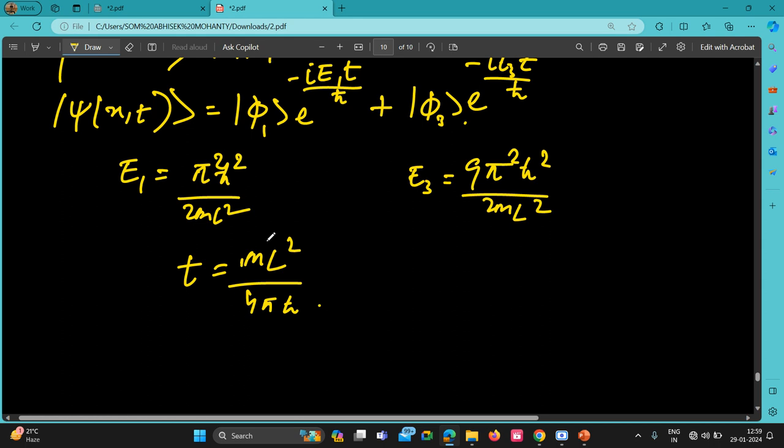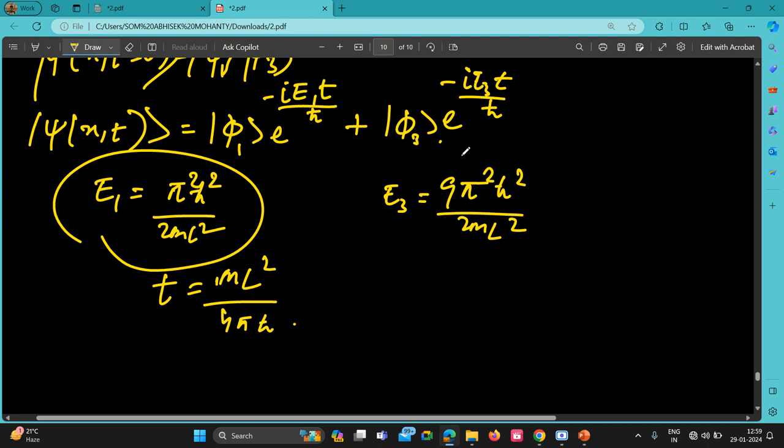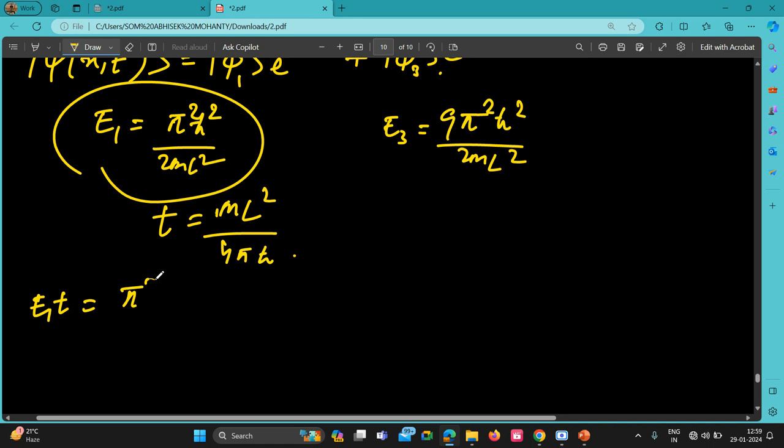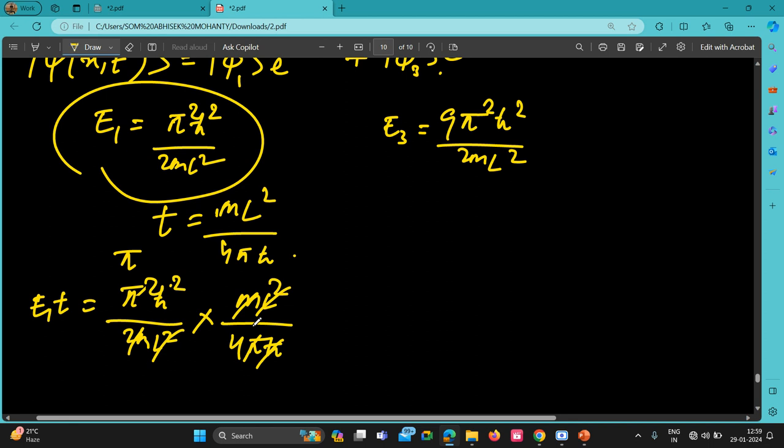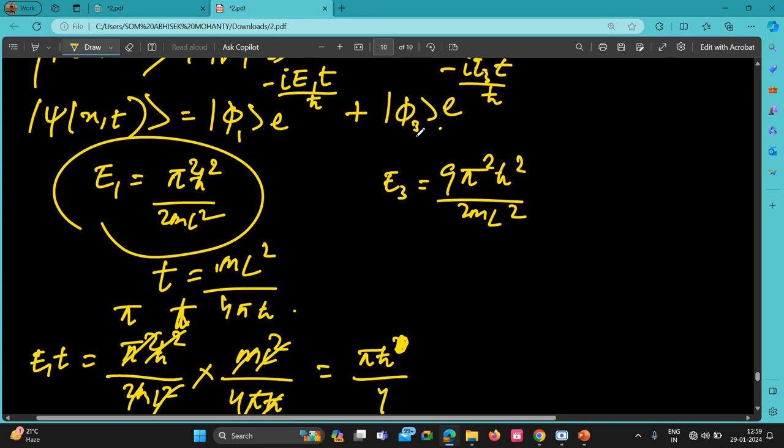So what I have to do here: put E1 and T, E3 and T. But it will be quite complicated on the above part, so I will just multiply E1 and T separately and put it there, because everything will be messed up around here. So E1 T is pi square h cut square by 2 m L square into m L square by 4 pi h cut. So m cancelled, L square cancelled, pi, pi, one pi, h cut, one h cut, and 4. So this is pi h cut by 4. This is E1 t, so in place of E1 t, I can directly put pi h cut by 4.